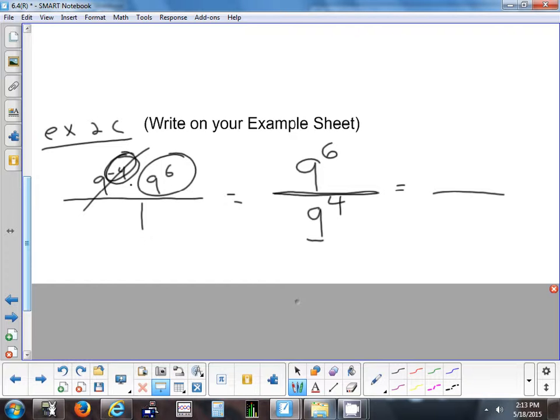Remember, when we do this, we keep the base, which is 9. 9's the base. All right? And I subtract the exponents. And I put my answer where the bigger exponent was. So you subtract? Yep. When you're dividing exponents, you're really subtracting them. That's the rule.